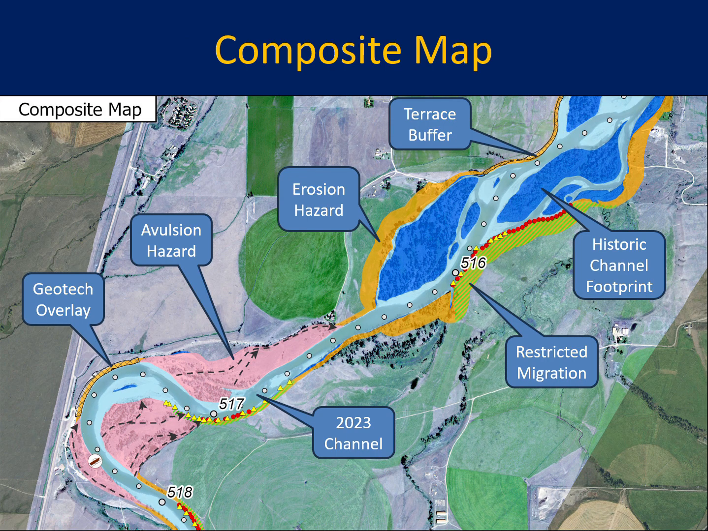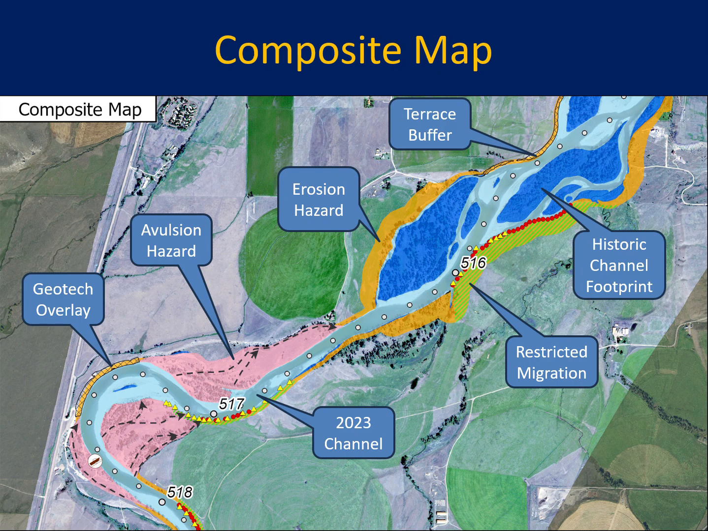So here's the channel migration map, and I'll go over these different features in more detail in part 2 of this video series, but here is a preview of what you can expect to see. So you'll see the current or most recent channel alignment in light blue. This is 2023. You're also going to see in dark blue, these are the areas that the channel has occupied in the past, labeled as the historic channel footprint.